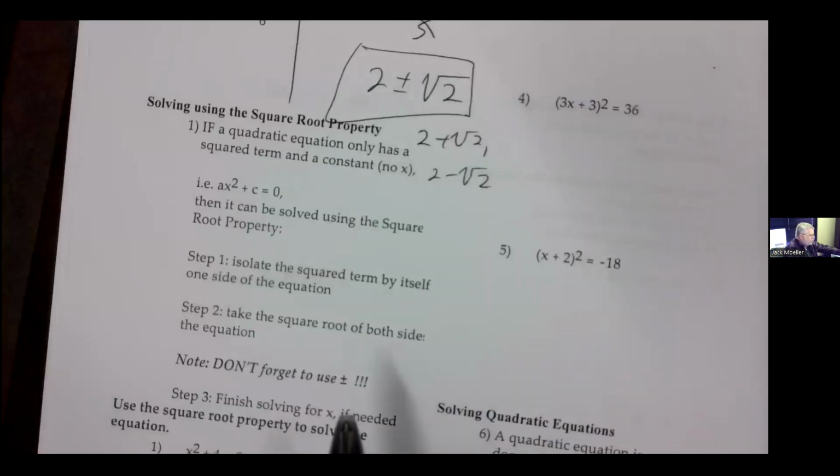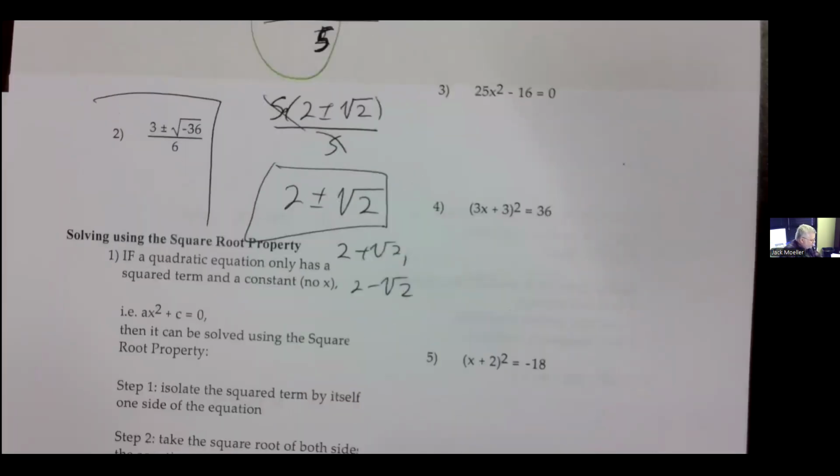The big thing with the square root property is that all the time people forget to do plus or minus. That's the most common mistake.